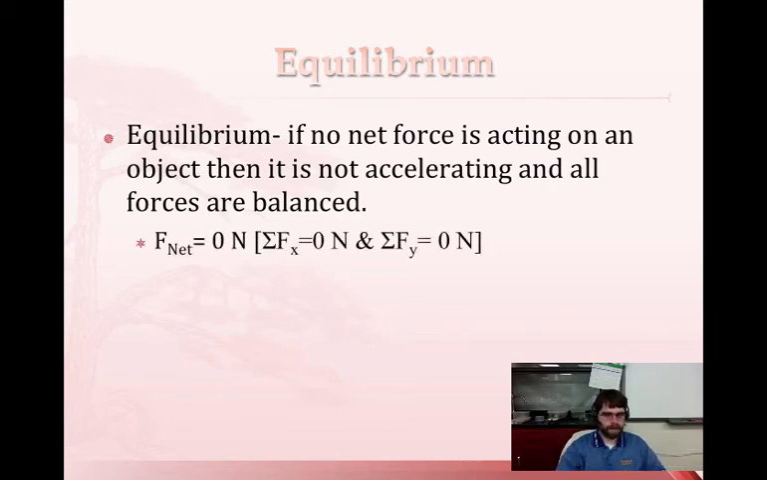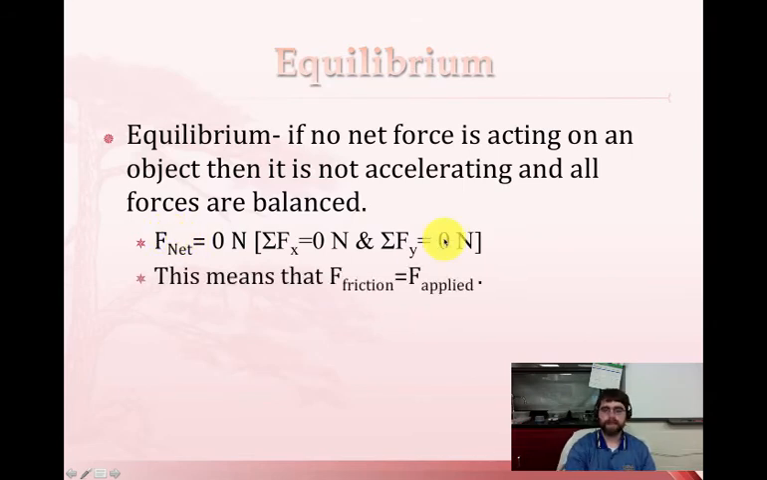And so, simply speaking, equilibrium is the net force is equal to 0, and the scary math terms that you see here, sigma, you may recall from previously, stands for sum of. So what we're saying here is the sum of all the forces in the x direction is equal to 0 newtons, and the sum of the forces in the y direction is equal to 0 newtons. And then if all the forces in the x and all the forces in the y are 0, then obviously the net force is also 0.